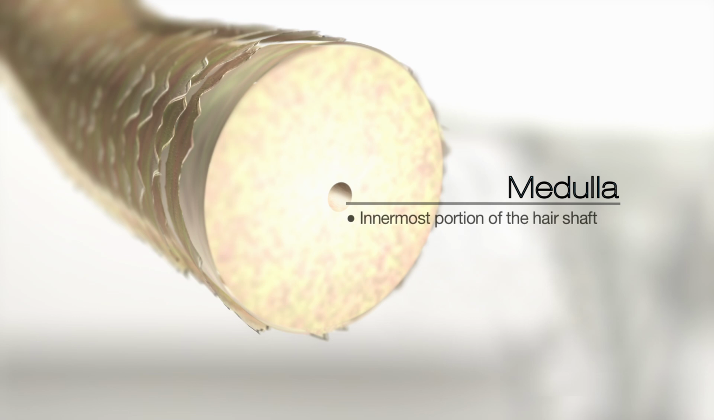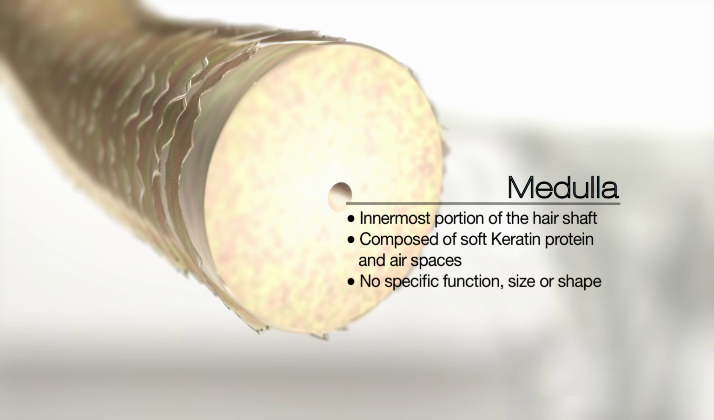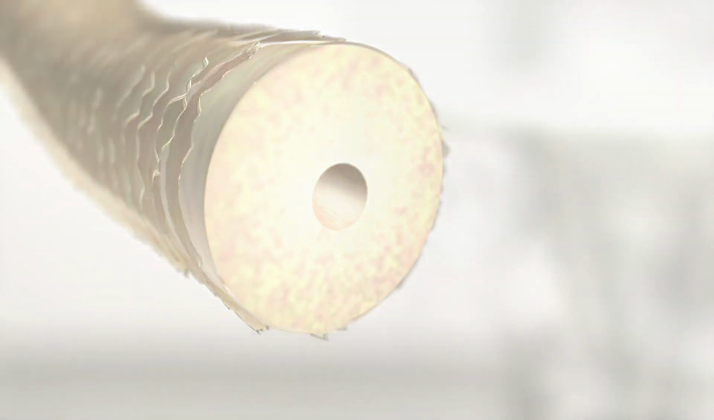The medulla is the innermost portion of the hair shaft. It is composed of mostly soft keratin protein and air spaces, having no specific function, size, or shape. Often fine hair will not even have a medulla, whereas coarse hair textures will have a large medulla.